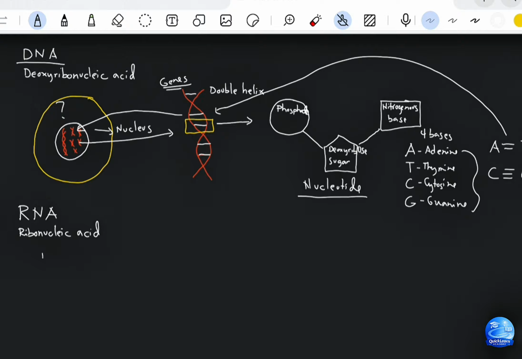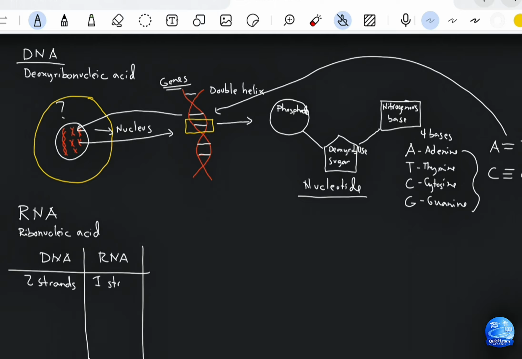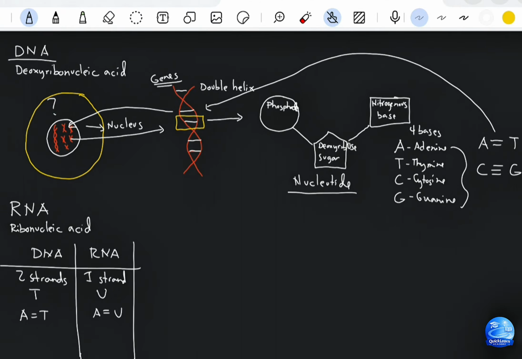Now let's compare DNA and RNA. I'm going to draw them side by side. DNA has 2 strands. RNA usually has only one. DNA uses the base thymine. RNA replaces thymine with uracil. So instead of A pairing with T, A pairs with U. U for uracil.